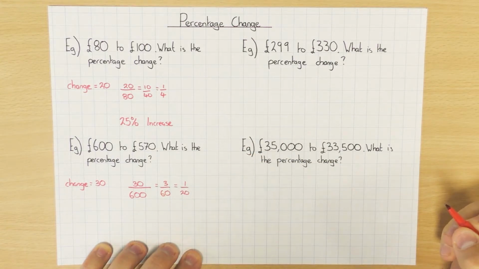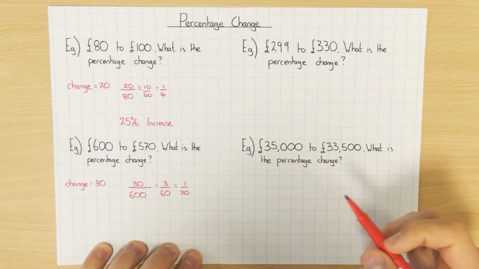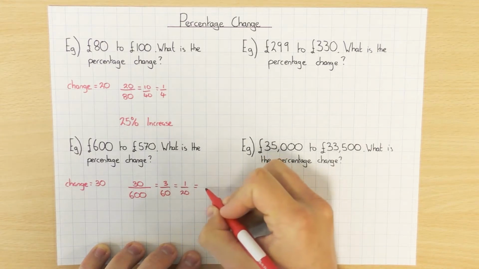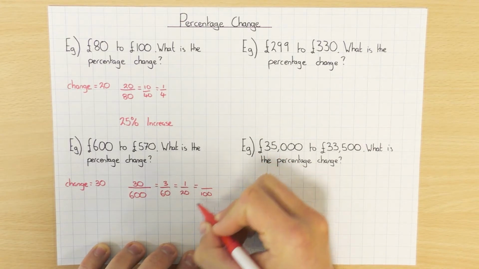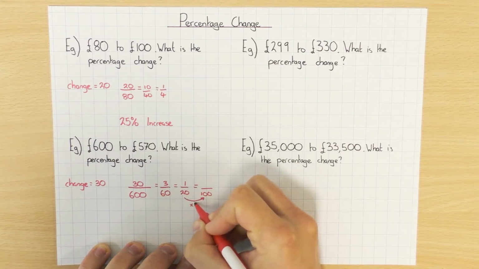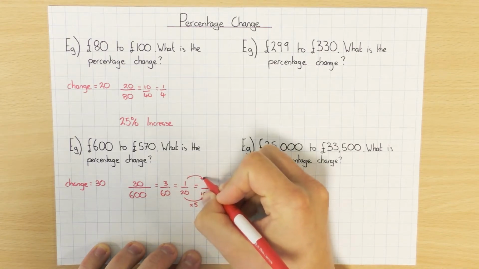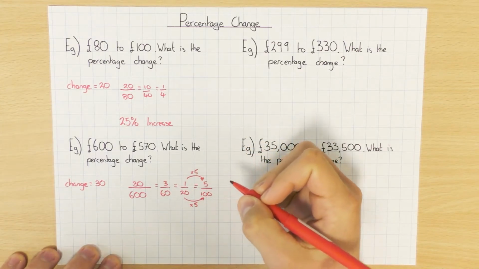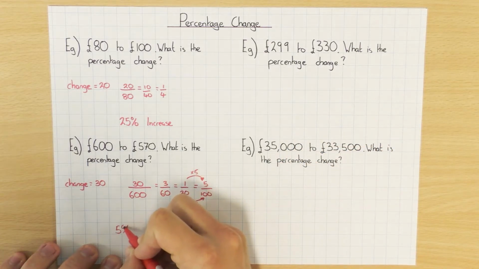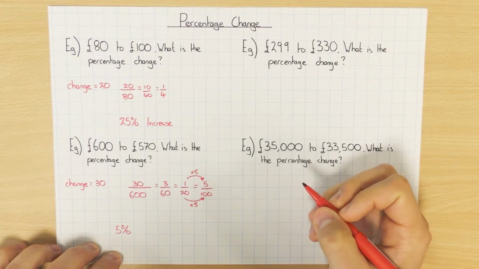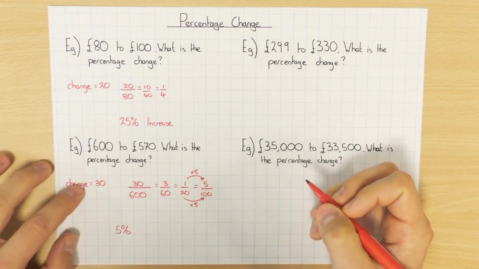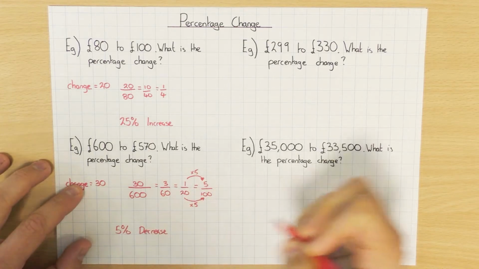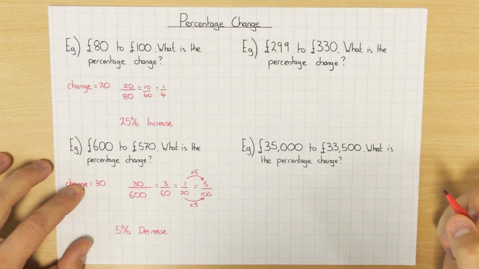If you have seen my how to convert fractions to decimals to percentages video, you'll know how to convert this to a percentage. We change the denominator to be out of 100. To do that, I would times the bottom by 5, and to keep the fraction equivalent, I must times the top by 5 as well. So I have 5 out of 100, which means that is 5%. And don't forget again, is it an increase or a decrease? Well, 600 to 570, that is a decrease. So the percentage change in that particular one is a 5% decrease.